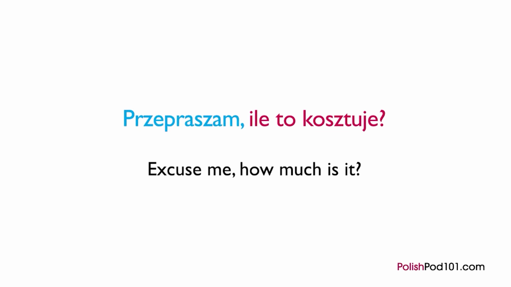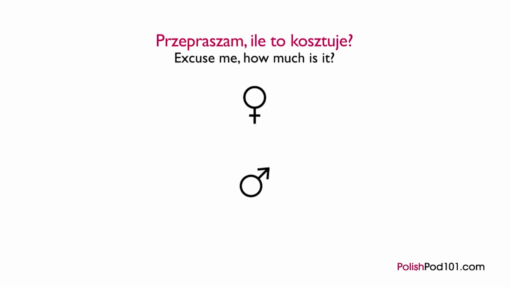If we want to be more specific when asking how much is it and refer to a certain type of object, we first need to know if the object is a feminine or masculine object. If it's masculine, add ten when referring to it, and ta for a feminine object, and then say the noun.